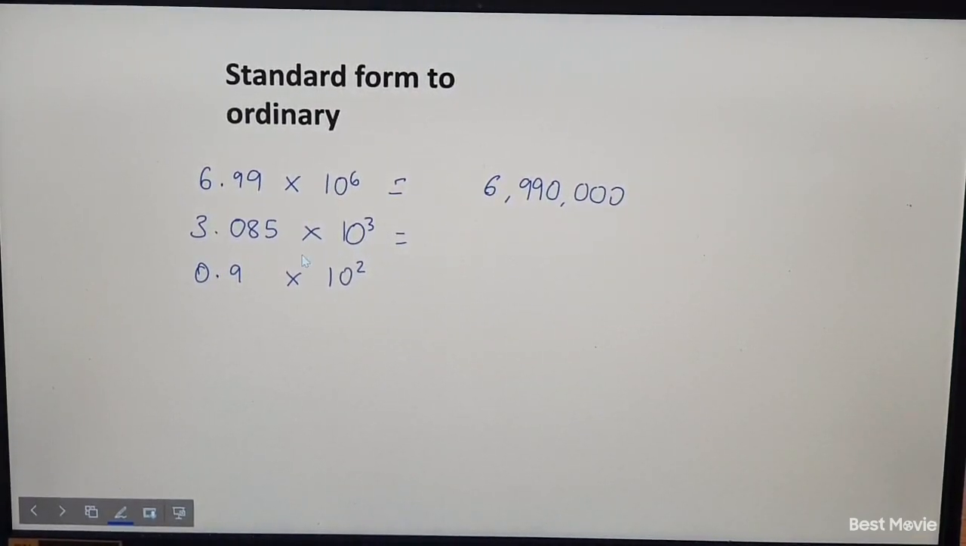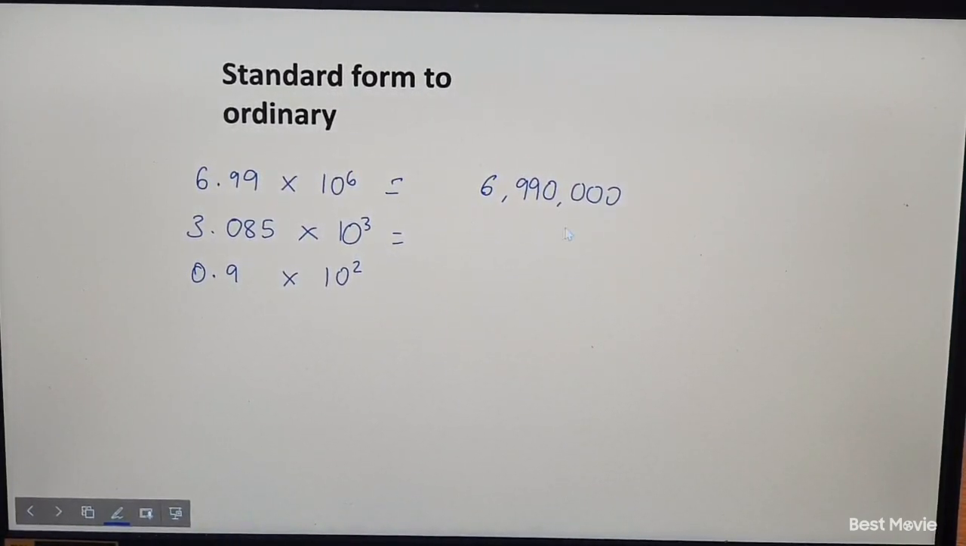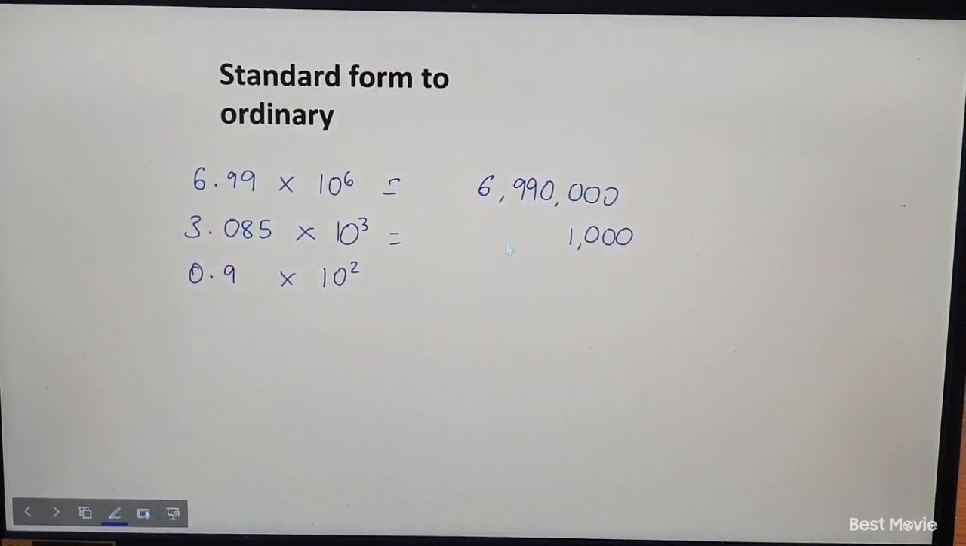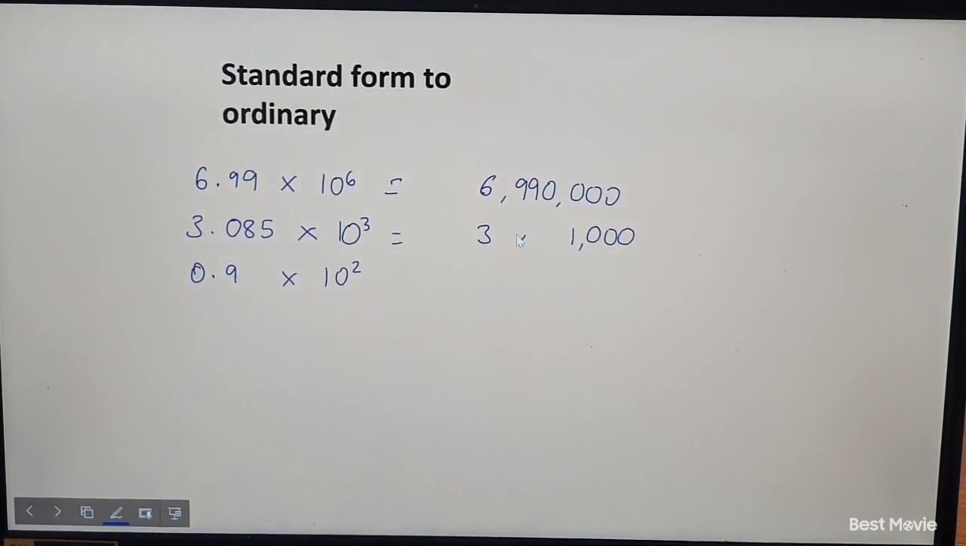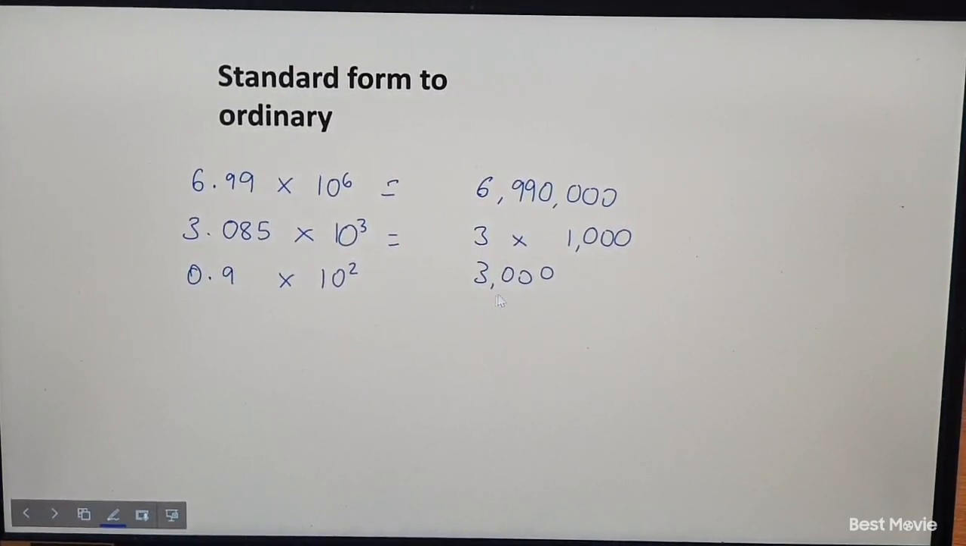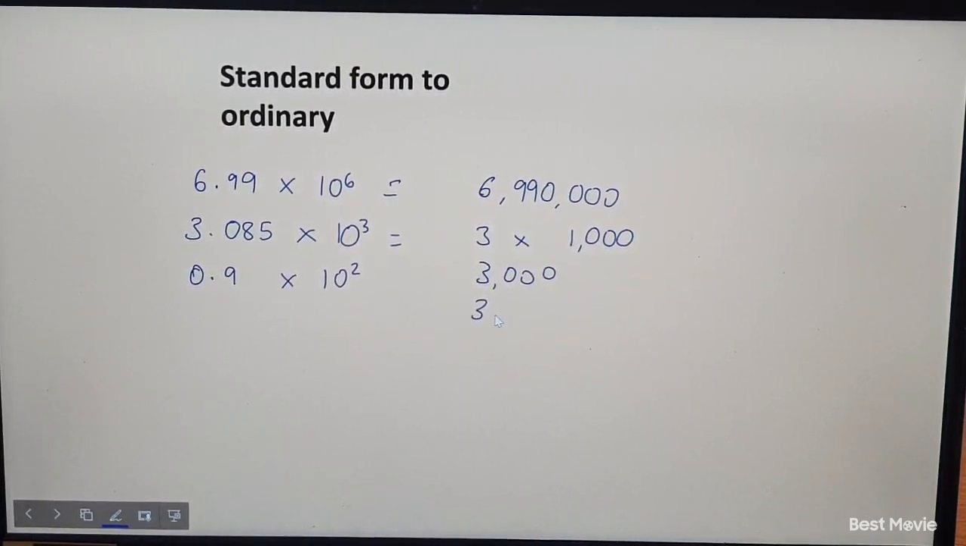Second question, 3.085 multiplied by 10 cubed. 10 cubed is 1,000. So you are multiplying that by 3 to begin with, which is 3,000. And then I'm going to look at the digits after the 3 in the question. So again, I should end up with 4 digits in my final answer. So it will be 3,085.